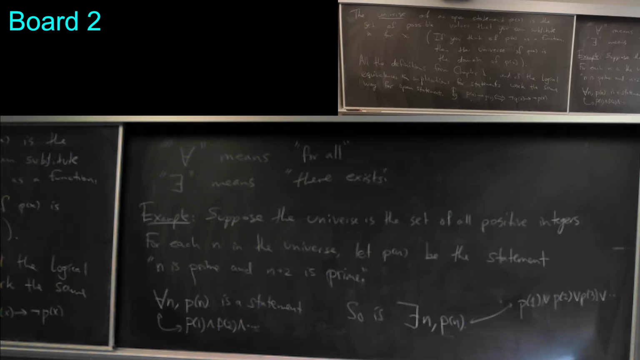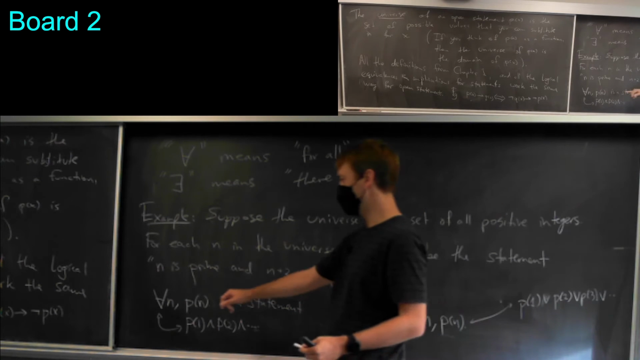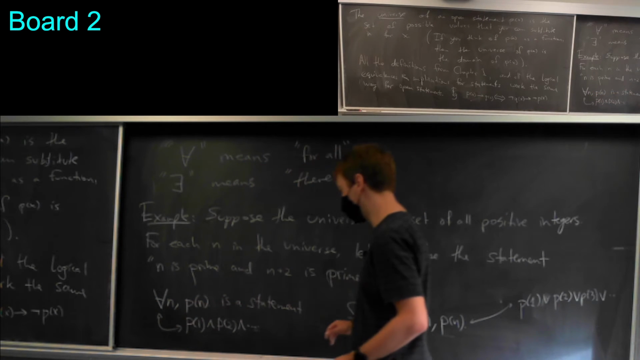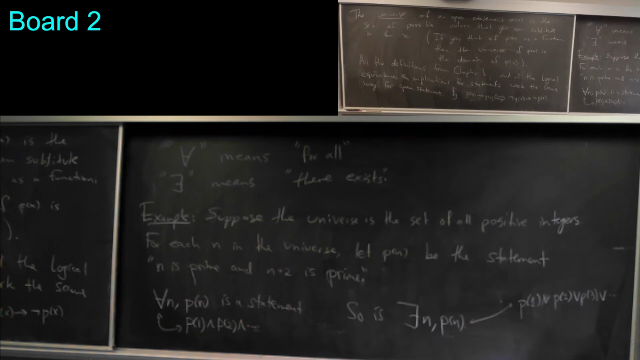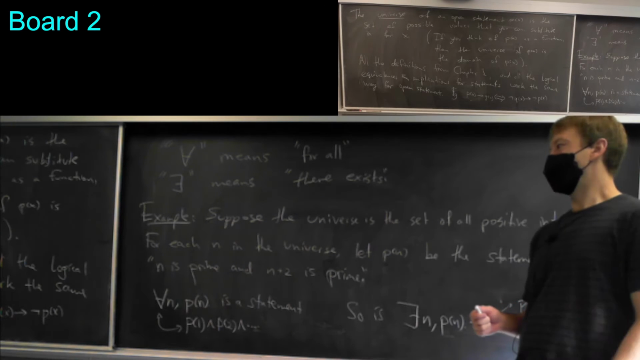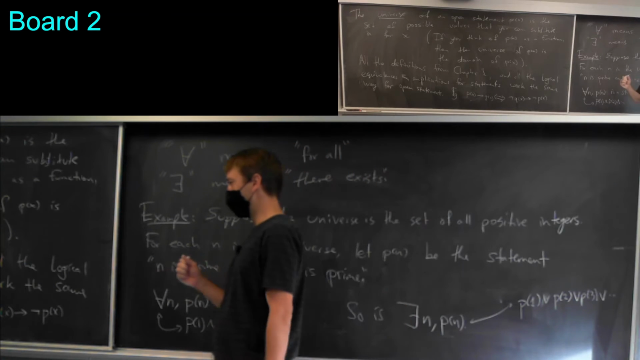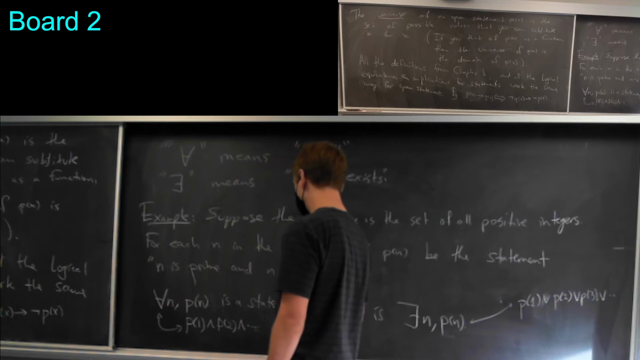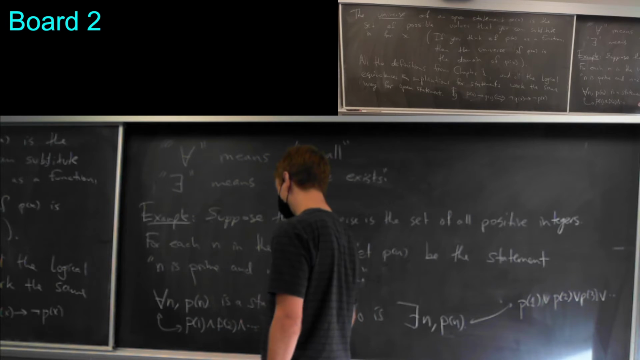Are either of these true? When I say either of these, I mean the statement for all n, Pn or the statement there exists n, Pn. Is the first one true? Seems very false, right? So why is the first one false? Yeah, certainly not all numbers are prime. So this one's false.